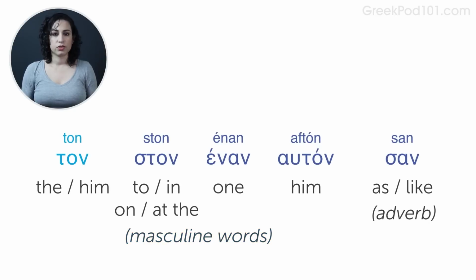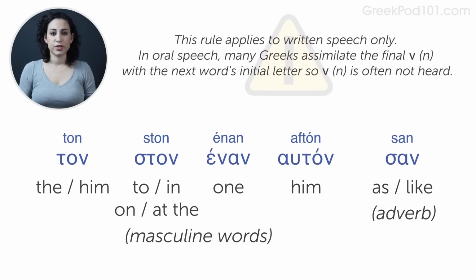The masculine words ton, the or him, ston, to, in, or, at the, έναν, one, αυτόν, him, and the adverb σαν, as or like, always keep that final ni. This rule applies to written speech only. In oral speech, many Greeks assimilate the final ni with the next word's initial letter, so ni is often not heard. Check out our assimilation videos in the Ultimate Greek Pronunciation Guide series on GreekPod101.com.